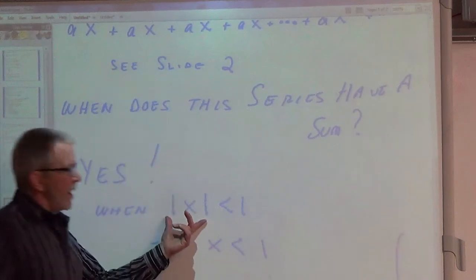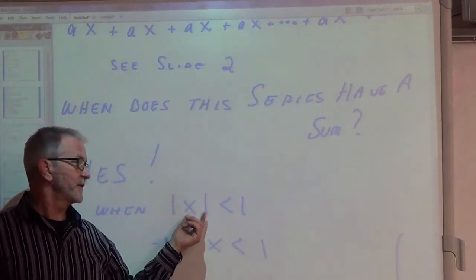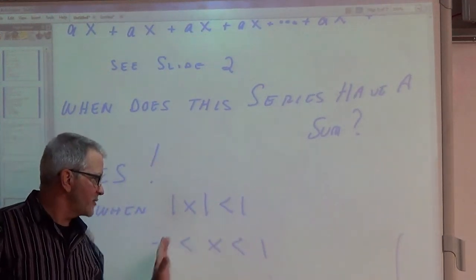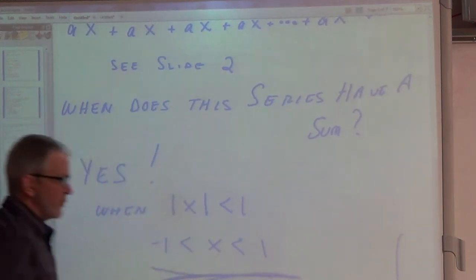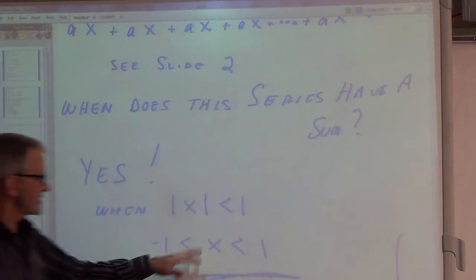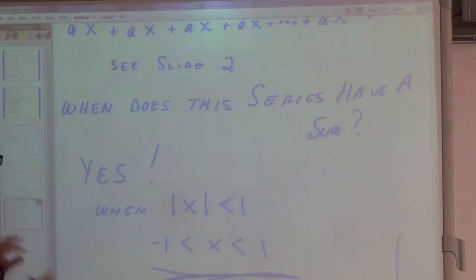And oh, I can solve this inequality. The absolute value is less than 1, so then x is between negative 1 and 1. This is going to be important. This is important. And x is between negative 1 and 1.